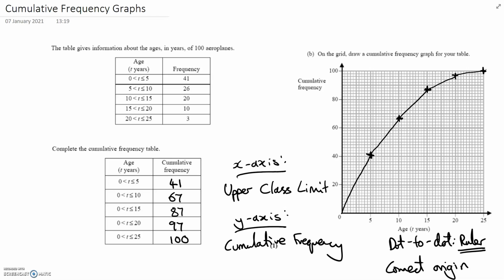Complete your cumulative frequency table by adding up the frequencies one by one, and then we plot the upper class limit, so the top number, against the cumulative frequency. Be careful with the scales, like on this axis, for example. And then we join them with a ruler dot to dot, including connecting 0. So that's question 1. Question 2.